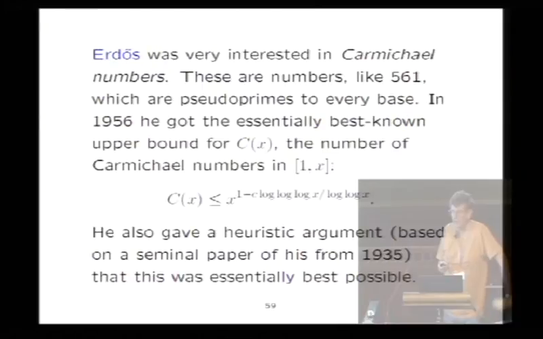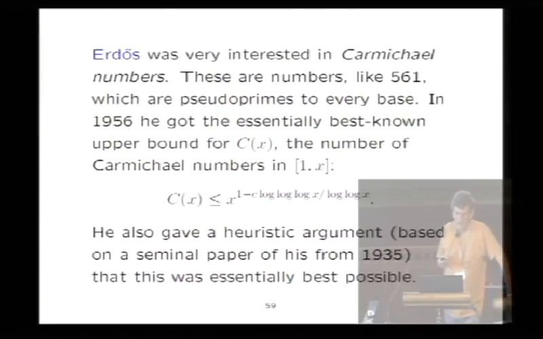Erdős was also very interested in Carmichael numbers. So these are numbers like 561 that are not only pseudoprimes to the base 2, but also pseudoprimes to the base 3. In fact, pseudoprimes to every base. In 1956, Erdős has an article about Carmichael numbers, about their distribution, where he got an upper bound, which essentially is the best upper bound that we have.